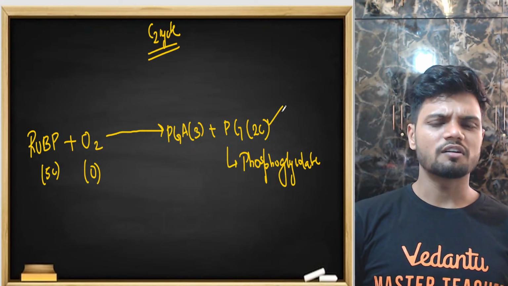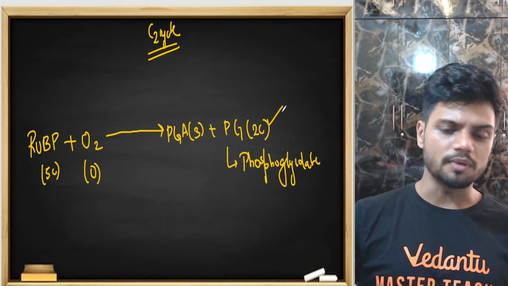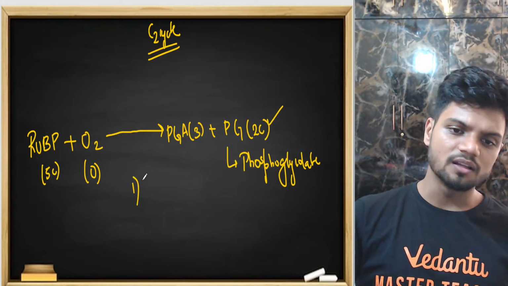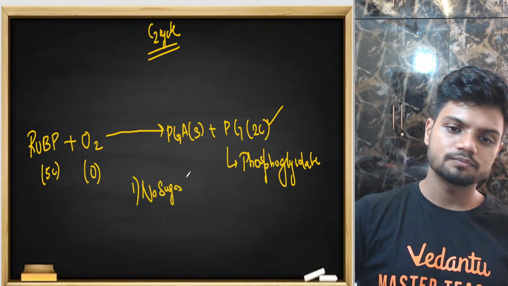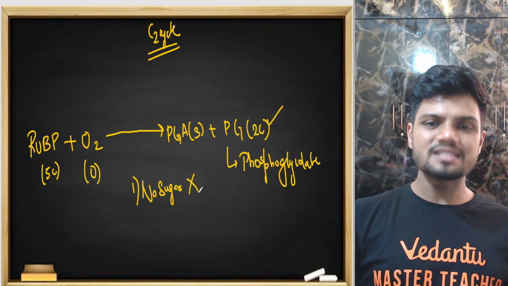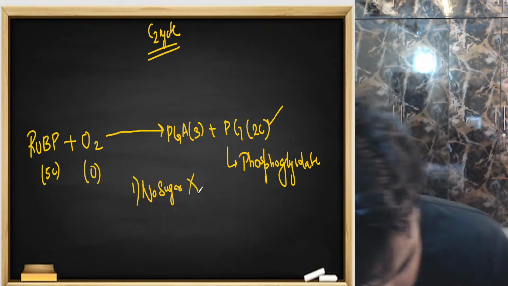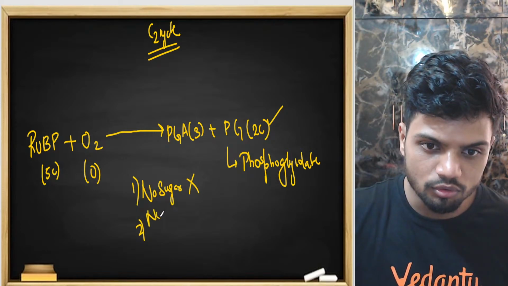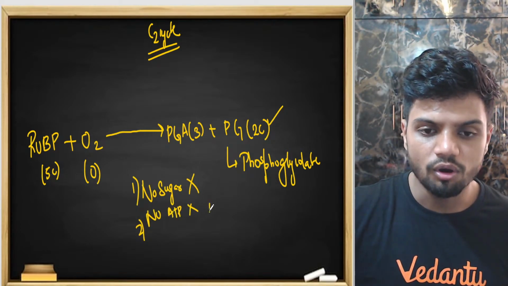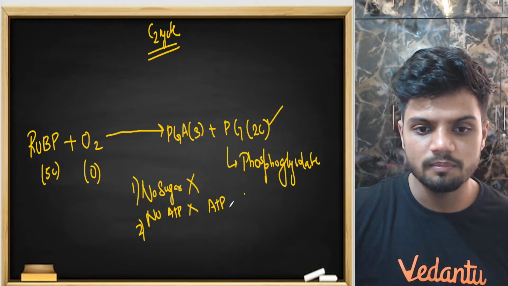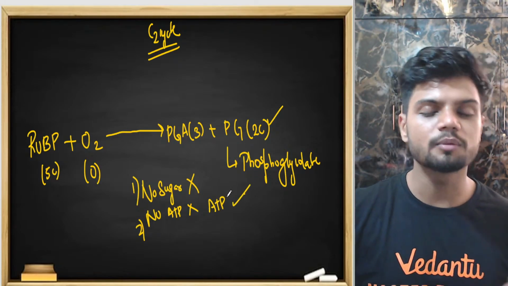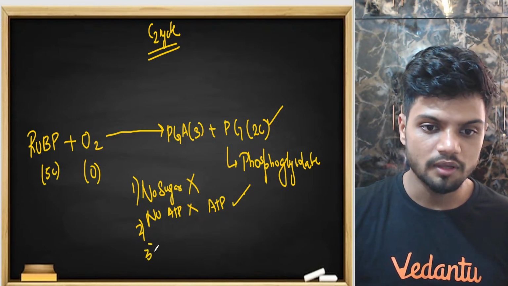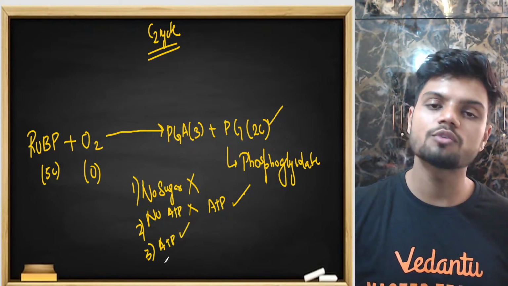But here is a very big problem for the plants. What is the main problem here? The main problem is that in this entire cycle, there is no sugar formation, no glucose formation. At least in the C3 cycle we had glucose formation, right? But in C2, no glucose. No ATP is being produced here. Rather, ATP is being consumed, used in this process.